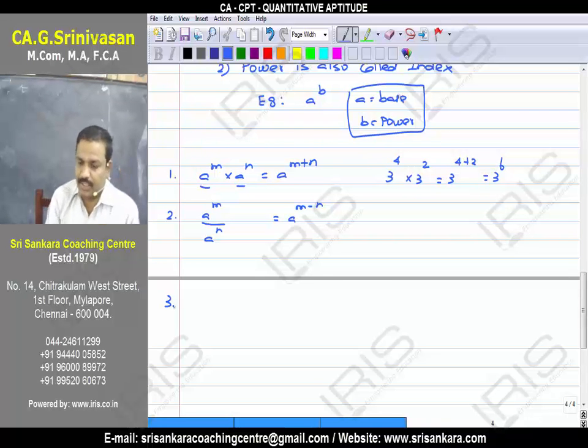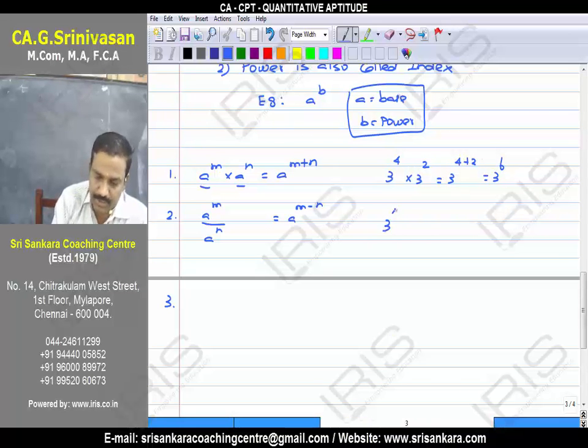Please listen carefully here. 3 power 4 into 3 power 2 is equal to 3 power 4 plus 2, 3 power 6, I told you. Suppose it's going to be 3 power 4 into 3 power minus 2. Now, here we are doing multiplication. When we do multiplication, powers should be added. As such, you have to write these symbols.